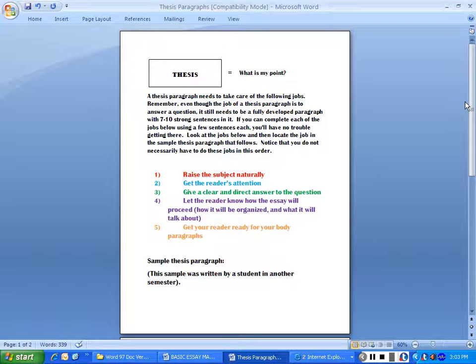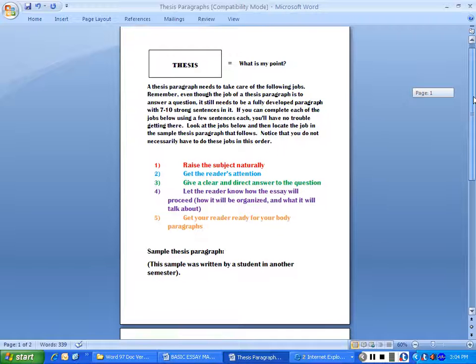Remember, even though the job of a thesis paragraph is to answer a question, it still needs to be a fully developed paragraph with 7 to 10 strong sentences in it. If you can complete each of the jobs below using a few sentences each, you'll have no trouble developing a strong thesis paragraph. Let's look at the jobs below and then locate each job in the sample thesis paragraph that follows. Notice you do not necessarily have to do these jobs in order, but you do need to provide more than one sentence to each of the jobs.